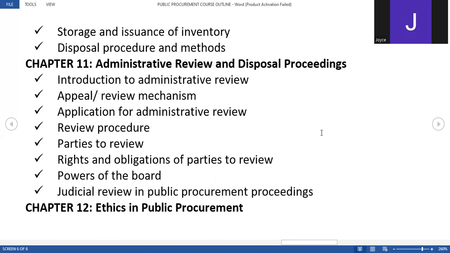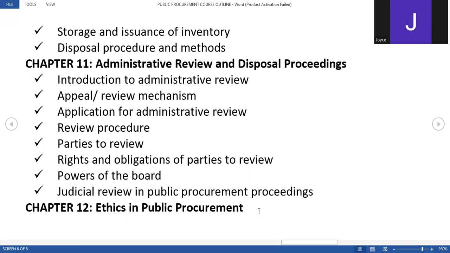Then chapter 11 is about administrative review and disposal proceedings. Here we shall understand what happens during review of proceedings, what happens during disposal proceedings, how do we appeal, how can a supplier appeal, what are some of the processes that are followed when hearing, and what normally is considered when determining a case during the hearing, whenever a supplier is faced with maybe dissatisfaction of a certain procedure that occurred.